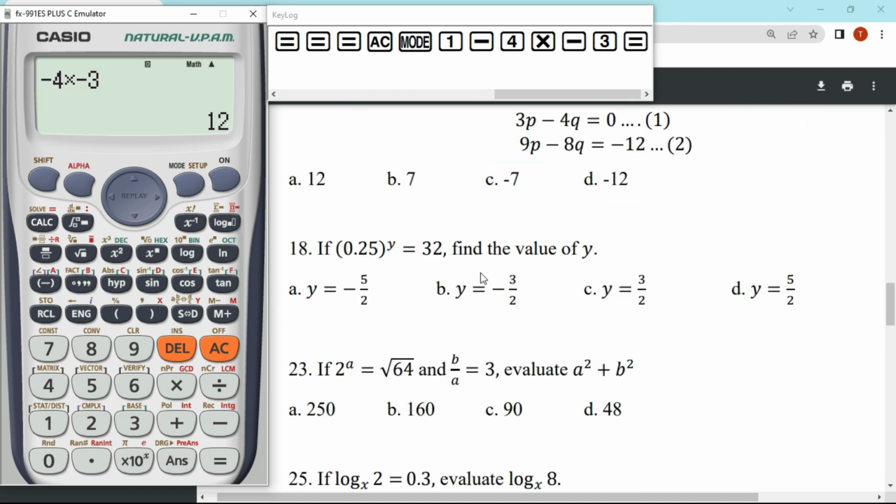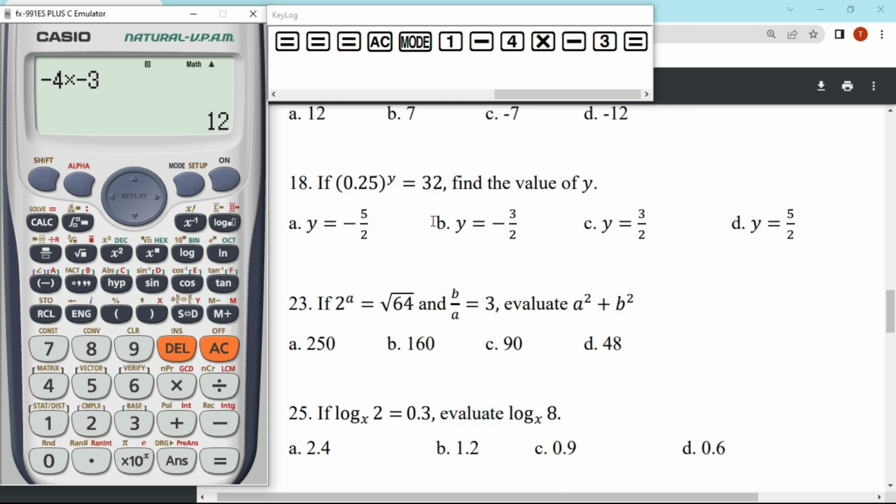Question 18 reads, if 0.25 power y is equal to 32, we are asked to find the value of y. This is very simple. All that you have to do is to input this into the calculator just as it is. So you have 0.25 power y. You will not write y because the calculator doesn't understand y. If you write y, it picks it as 0. So you're going to input x in place of y, and all of this is equal to 32.